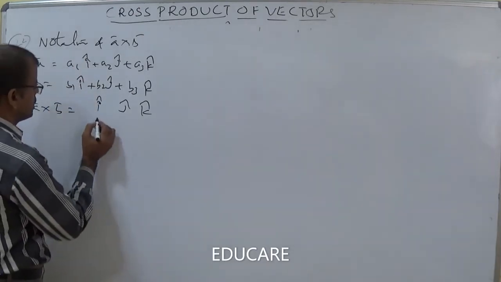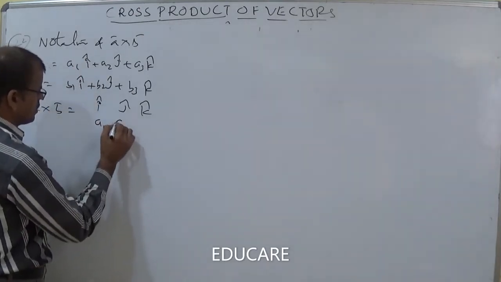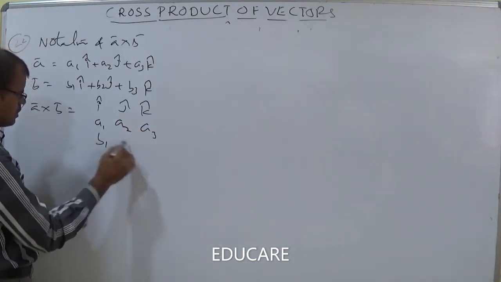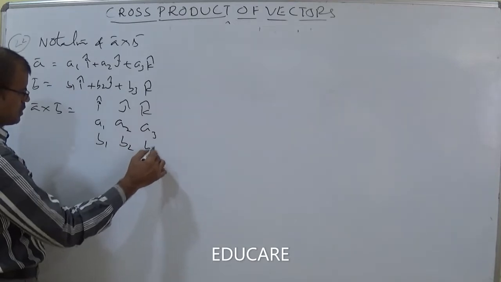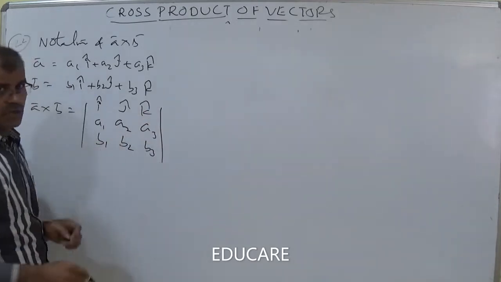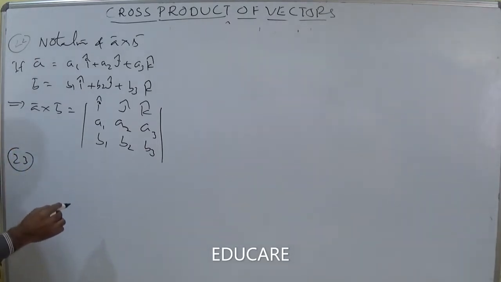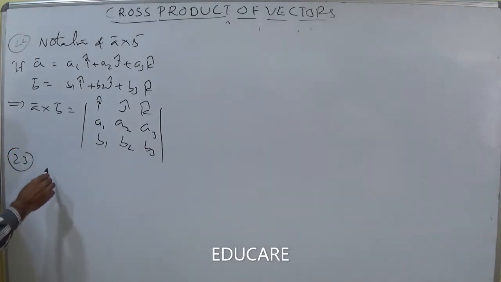Here I, J, K, here you can write A1, A2, A3, and here you can write B1, B2, B3. This is the notation of A cross B. Next, the 23rd one: A bar cross B bar definition, notation I said.